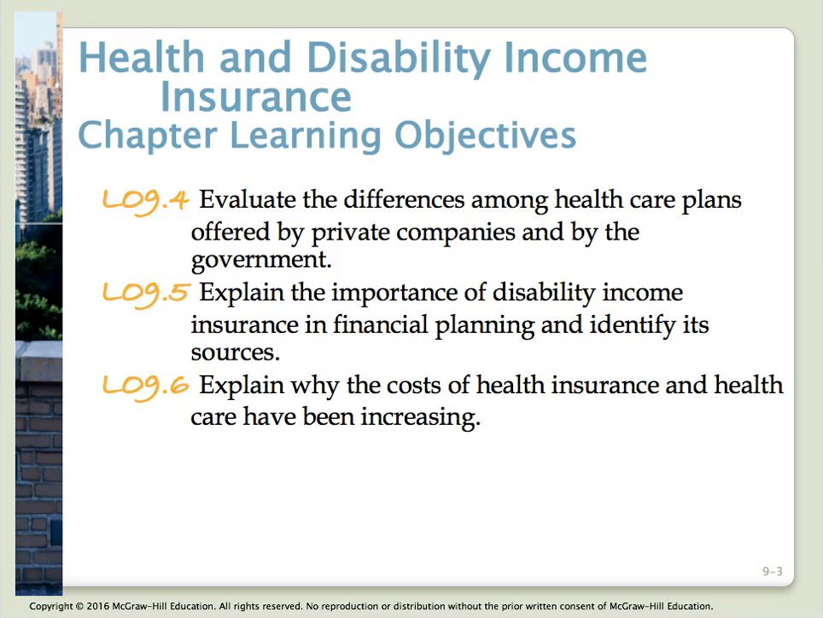Okay, learning objective number 5. Explain the importance of disability income insurance in financial planning and identify its sources. So disability income insurance provides regular cash income lost by employees as the result of an accident or an illness or even pregnancy. Learning objective number 6. Explain why the cost of health insurance and health care have been increasing. We'll look at why healthcare costs have gone up faster than the rate of inflation. All right, so let's get started.